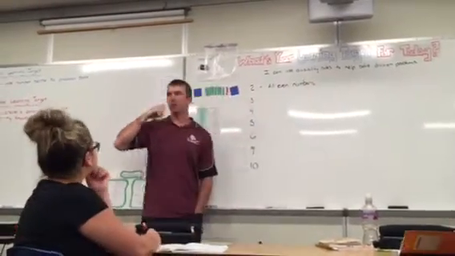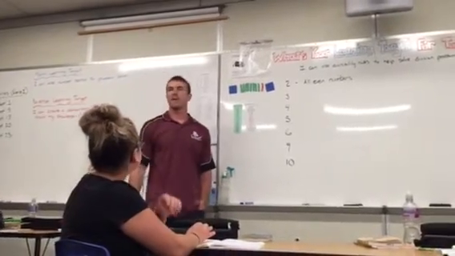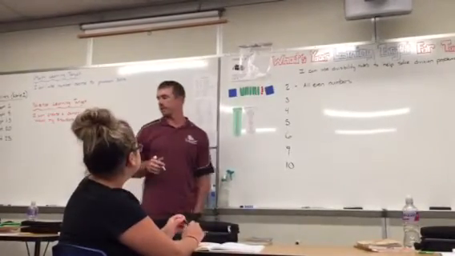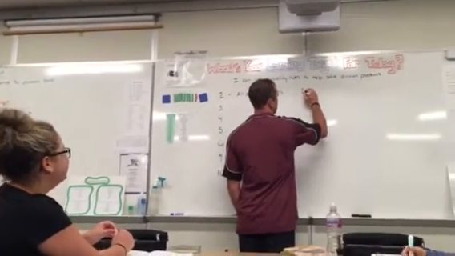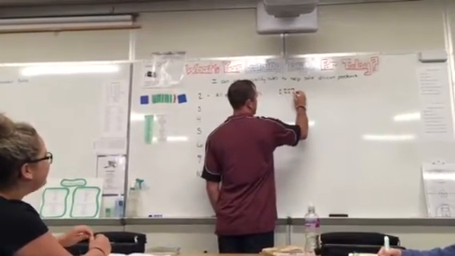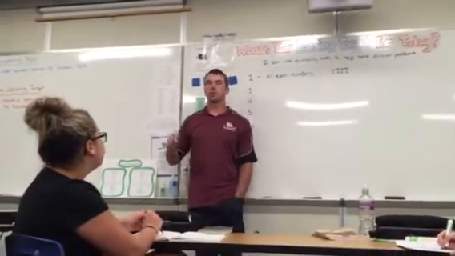Okay, someone give me a 4-digit number that is divisible by 2. Give me a 4-digit number, so in the thousands. Raise your hand. 2,222. Okay, that works. 2,222. Someone give me another 4-digit number that is divisible by 2. You cannot use the number 2.